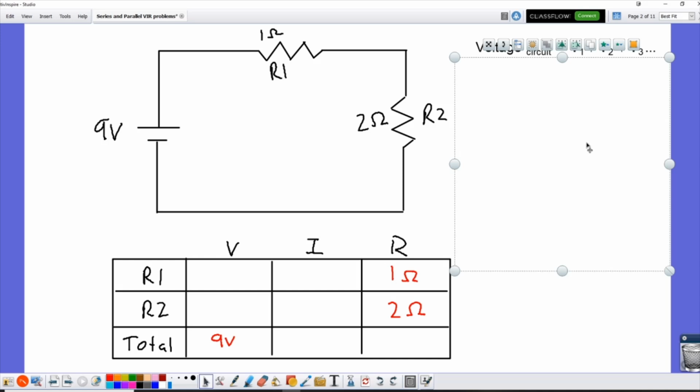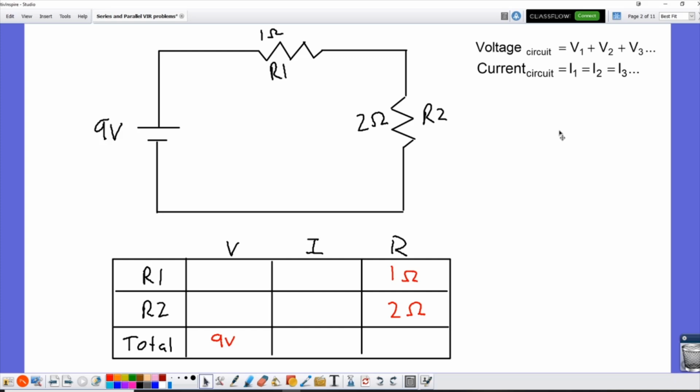So we went through the voltage one. The one for current basically tells us that the current at any location is going to be the same value. So the total current is going to equal the current at resistor 1, which is going to be the same current at resistor 2. So the current is going to be the same. No matter what location we're in, current's going to be the same.